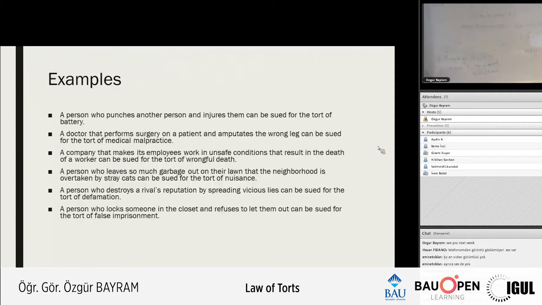Workplace negligence is the other name for that. A person who leaves a lot of rubbish, garbage, out on their bahçe, backyard, lawn, so that the neighborhood, mahalle, is overtaken by many wild cats, can be sued for the tort of nuisance.